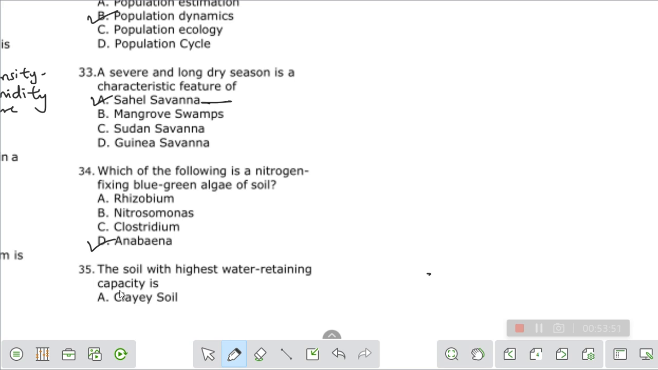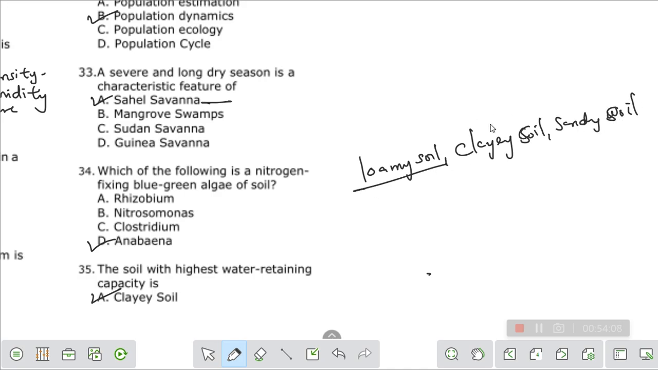While sandy soil has the lowest water retaining capacity, and it is not so heavy, it is light. Loamy soil is like a combination of clay soil and sandy soil. We have some loamy soil that has a higher percentage of clay than sand, and some that has more sand than clay. So the one with the highest water retaining capacity is clayey soil.